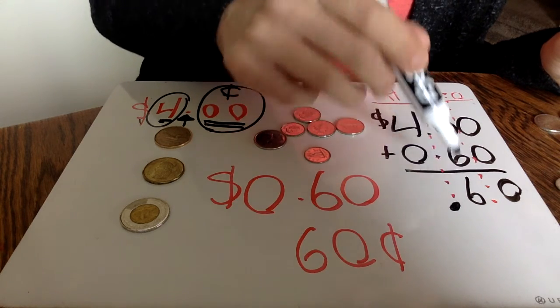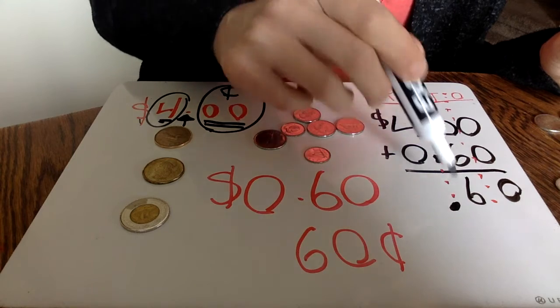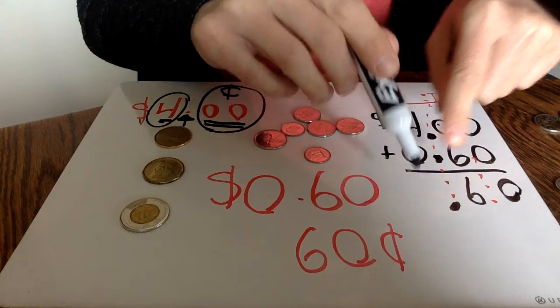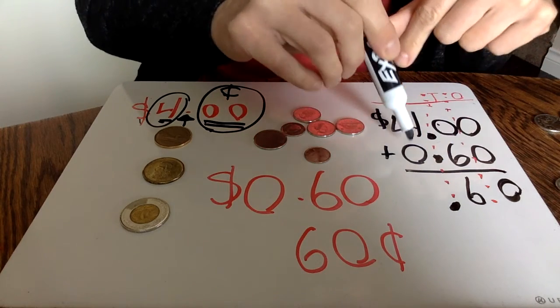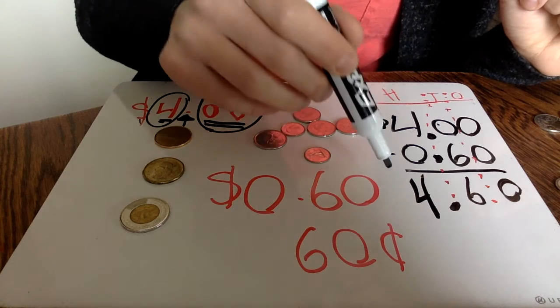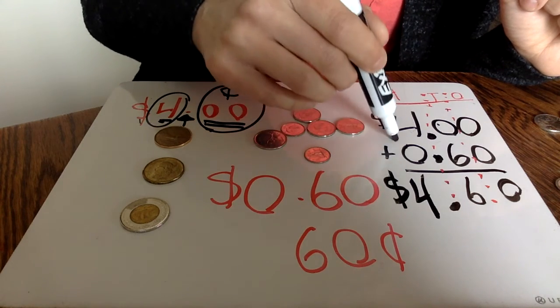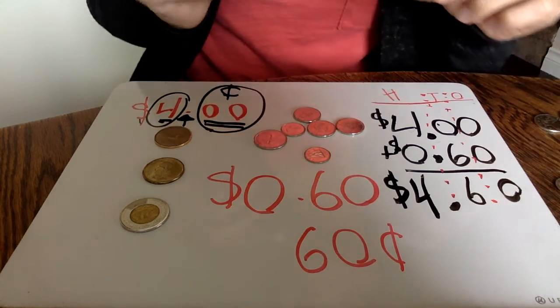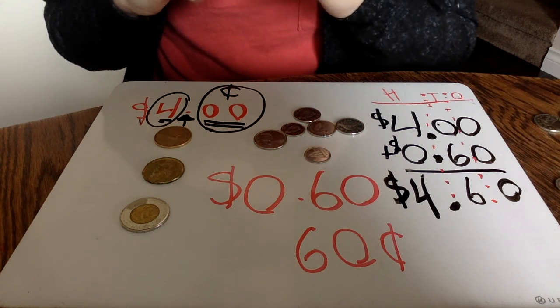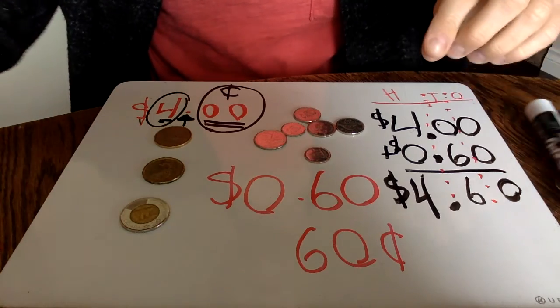And then we drop the decimal. Don't ever forget about that decimal. The decimal has to stay there because this is showing the complete dollar. $4 plus no more dollars is $4. And please do not forget the dollar sign at the end because we're talking about money. And so this is how I know I have $4.60.